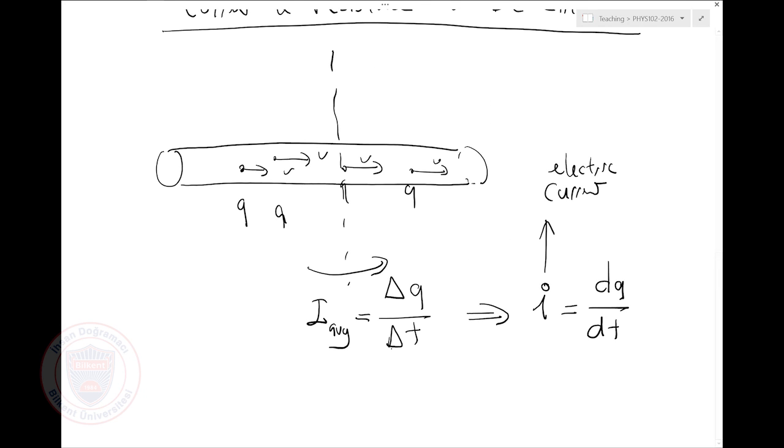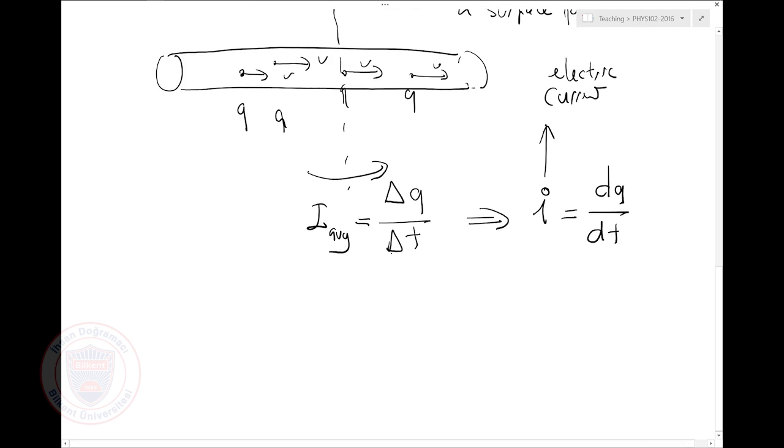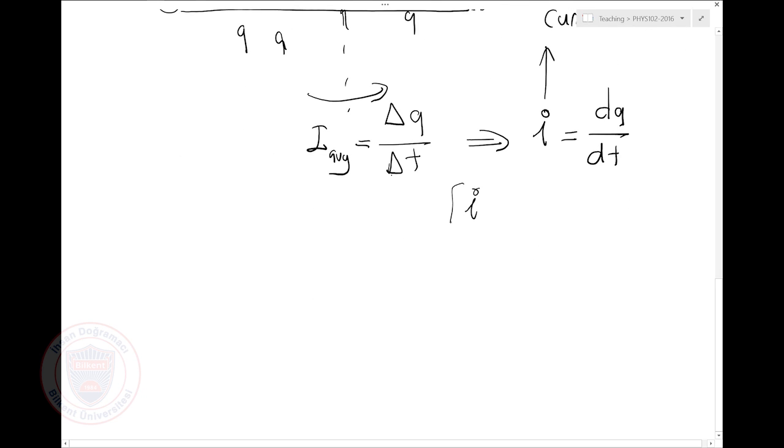But the physical definition is very simple. It's the amount of charge passing through a, let me call it a surface, per unit time. Let's quickly look at the units. What's the unit for current? Clearly it must be the unit for charge divided by the unit for time, which is coulombs per second. And in electromagnetism, no unit gets unnamed. Everyone gets a name. What's the unit for current? It's amperes.